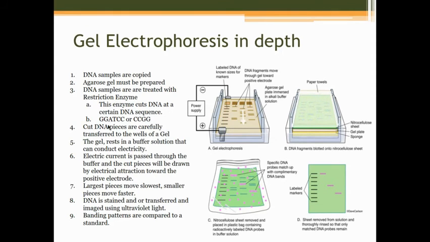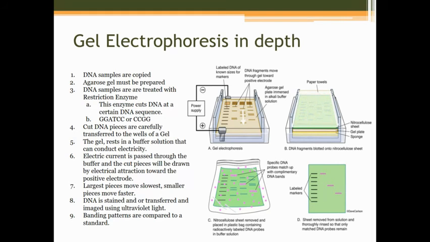And the DNA sequence does vary. There are lots of different enzymes that we can use, but you should know that restriction enzymes cut the DNA at a specific sequence. So those cut DNA pieces are carefully transferred to the wells, which are the little holes in the gel. And the gel rests in a buffer solution that has some chemicals in it that make it conduct electricity. It's pH controlled and such.